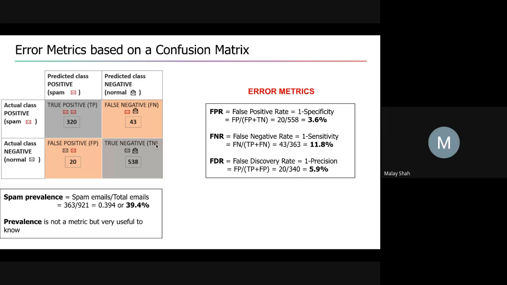Just so everyone can remember: 1 minus sensitivity, you have an N, false negative rate, and 1 minus specificity, you have a P, false positive. So it's a good way to remember. Yes. It doesn't work for false discovery rate, but that's okay.